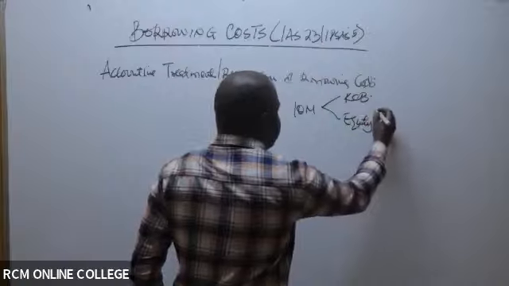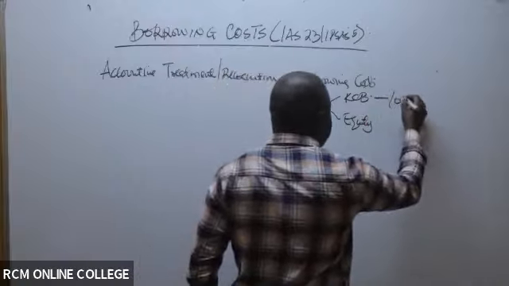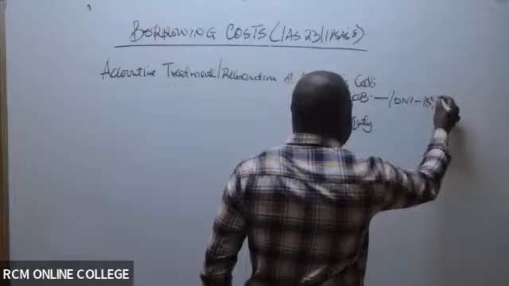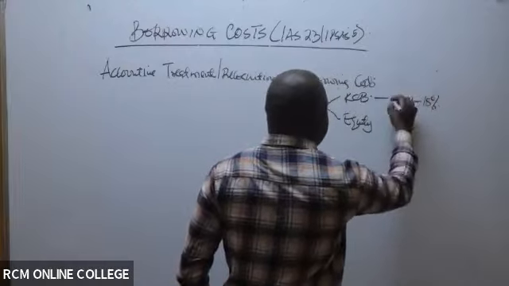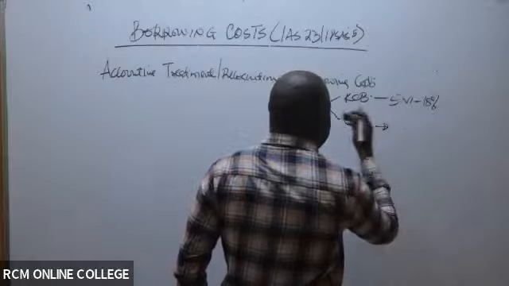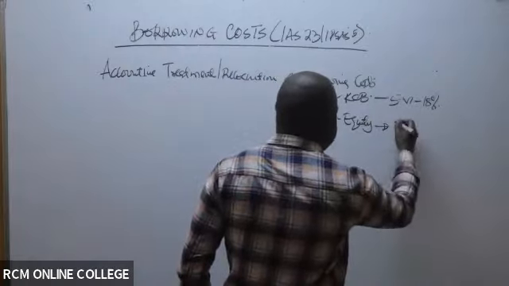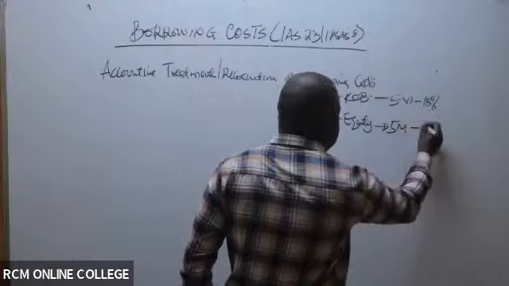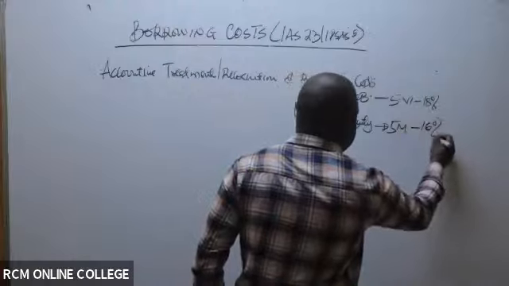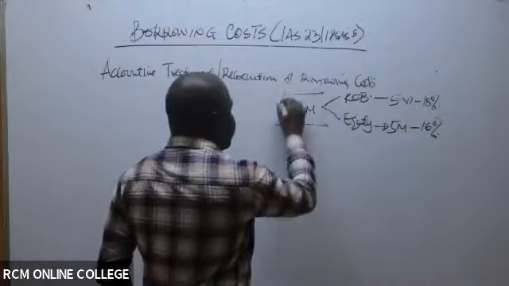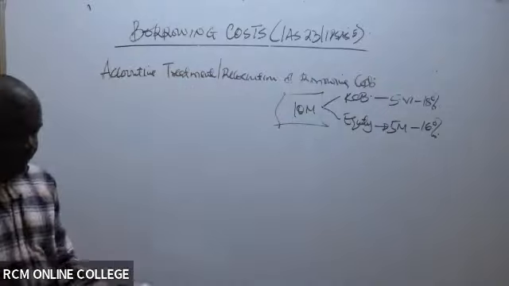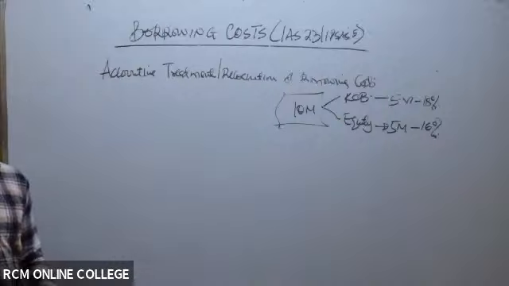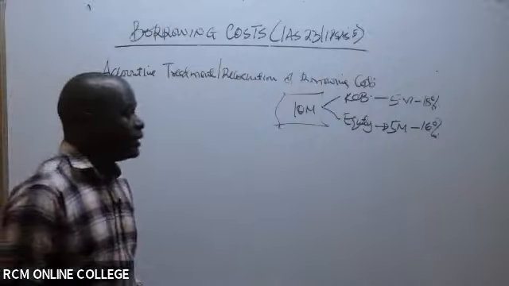So Equity, they give you maybe 10 million at an interest rate of 18% per annum. Or they give you, in this case, 5 million, sorry. KCB gives you 5 million at 18%. Equity gives you another 5 million at 16%. So you can see you financed this particular project of 10 million from two different sources.